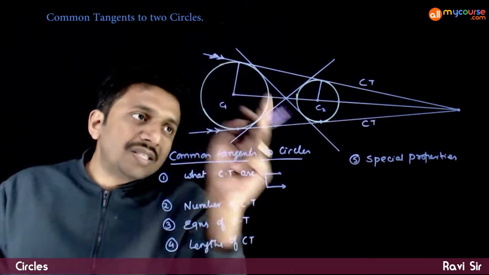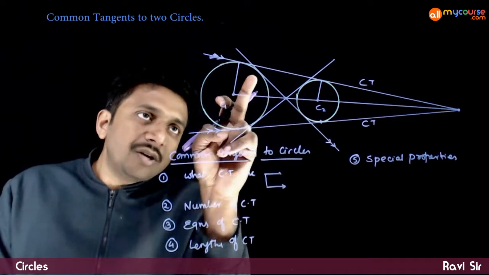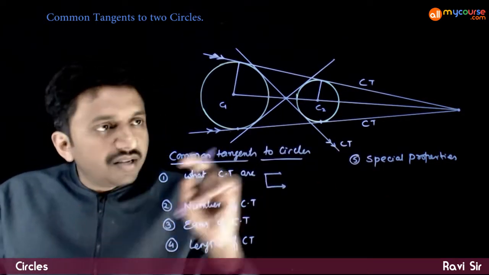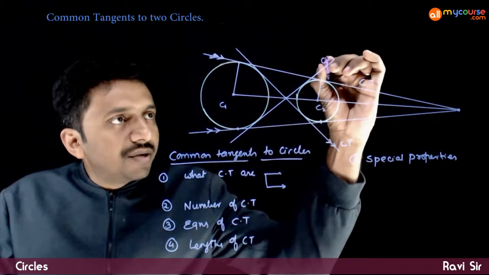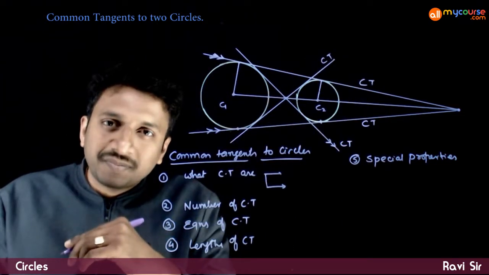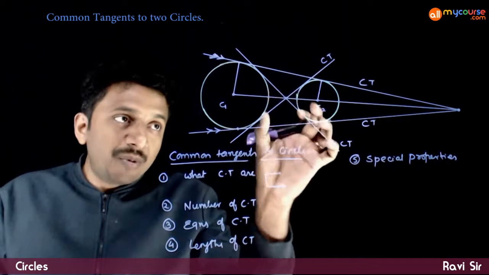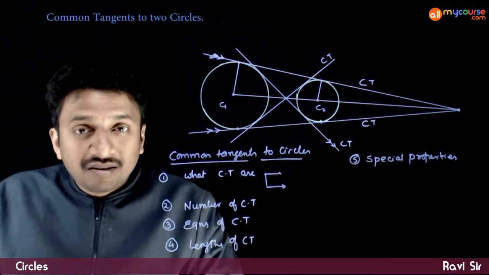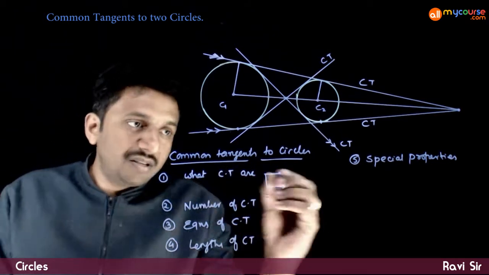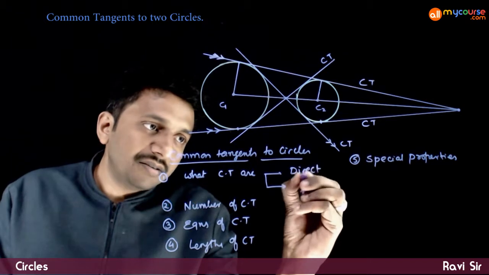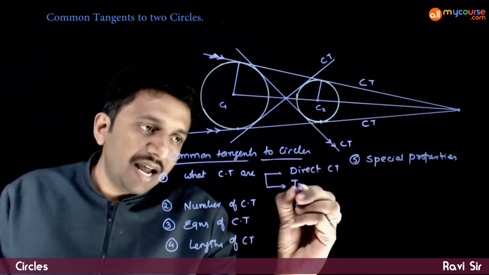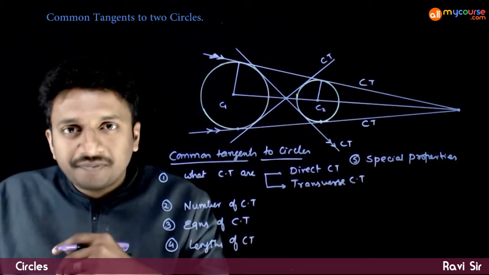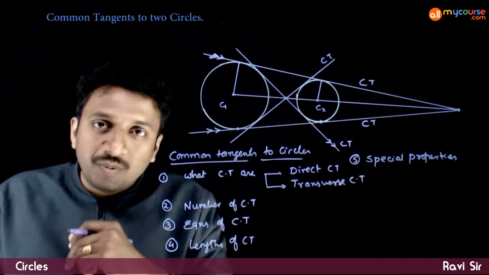Next, this line is also touching the first circle here and the second circle here. This is also a common tangent. And this line is also a common tangent. So there are four common tangents to these two circles. Next, common tangents are of two types: direct common tangent and transverse common tangent.